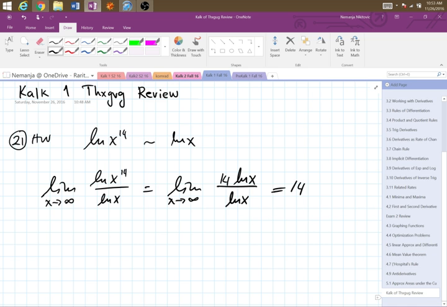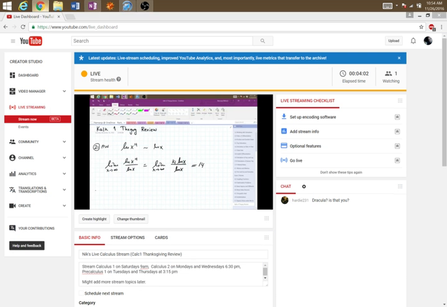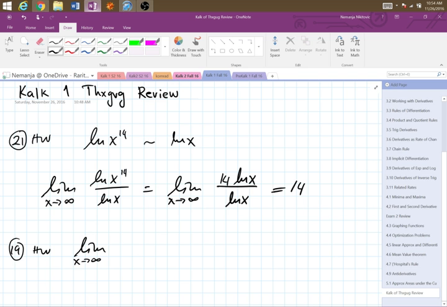The second one, actually the first one was 19, same homework. It says limit x goes to infinity of 1 plus 9 over x to the 6, raised to the x to the 6.